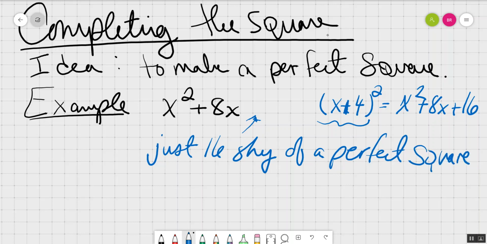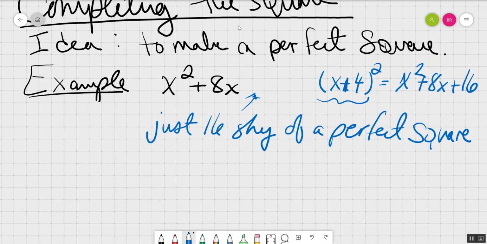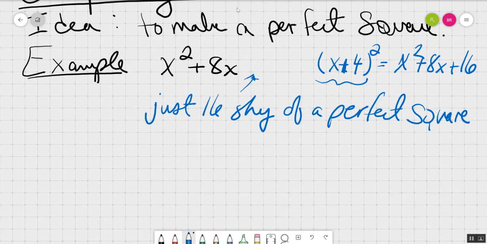And I know what you're thinking. Okay, I'll just throw in a 16. That's all I need to do. But that changes the expression. Now, one thing that's nice, though, is if you have an equation, you can add in stuff to make sure that you get something perfect. And that's what we're going to do. So first I want us to practice, though. Let me show you.